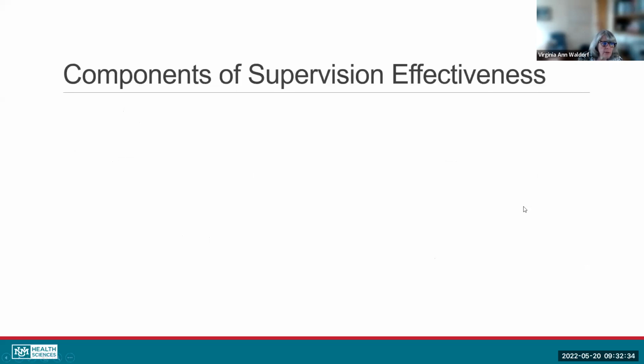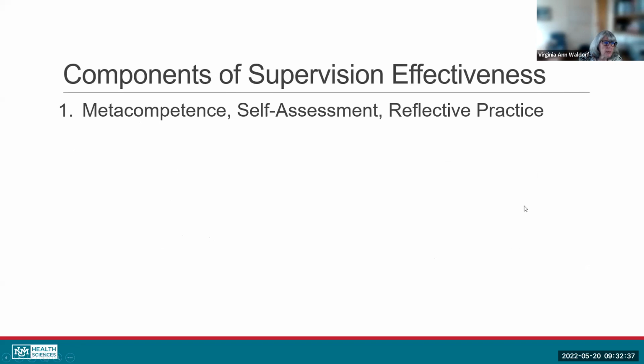Okay, the components of supervision effectiveness: metacompetence, self-assessment, reflective practice, right? Just basically understanding who you are, what you bring, and how that is going to likely impact the person in front of you. I think for many, many years, individuals felt like supervision really was about the supervisee, right? And that as long as I knew what I was doing as far as treating patients, I'm good to go. And that is not true.